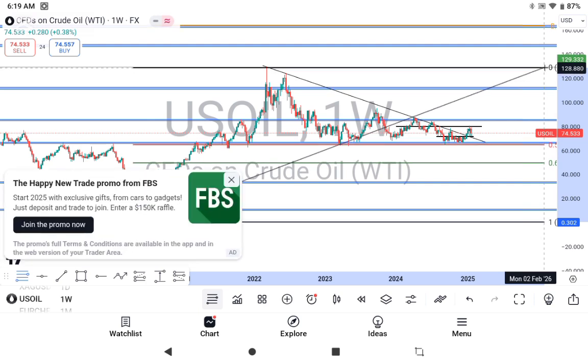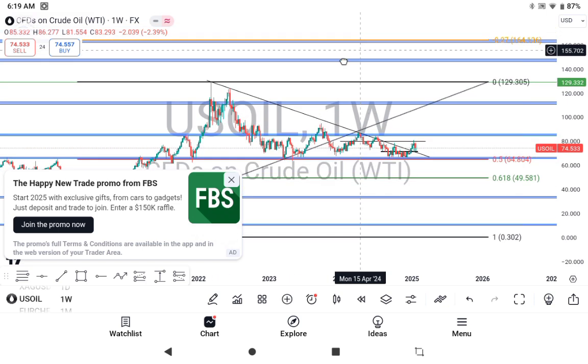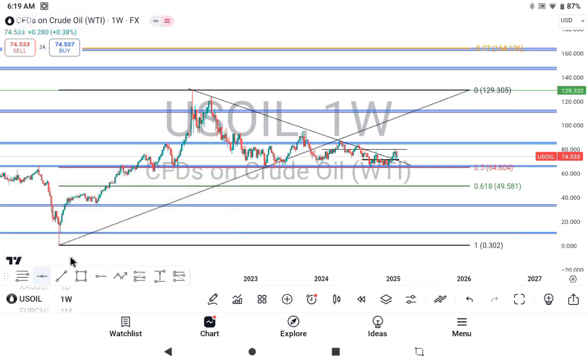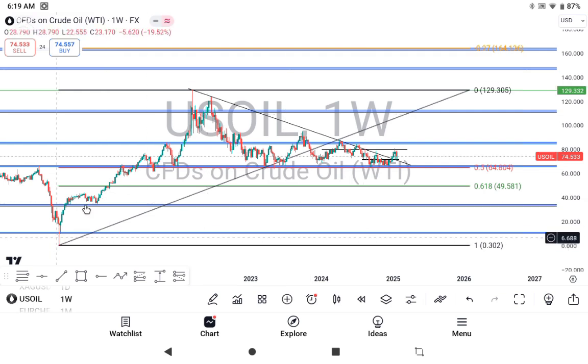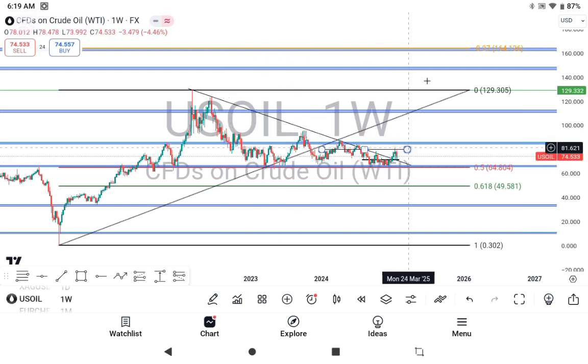Now we can see that the next Fibonacci level is pointing around $164 per barrel on US oil. So this is the next level target. This is a push to the upside. This is a retracement, and this is the next push to the upside. After this retracement is done, the next level on US oil is this key level of resistance here.